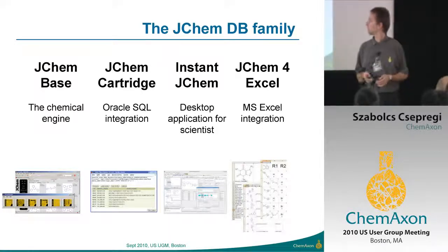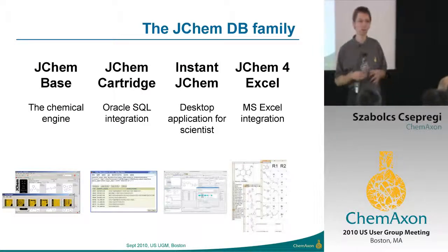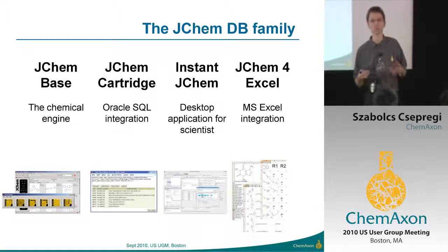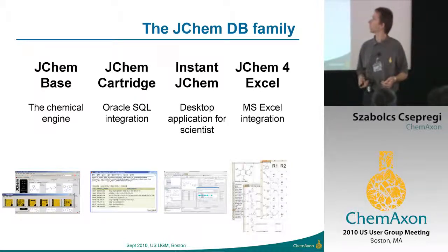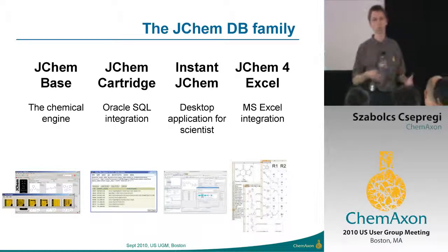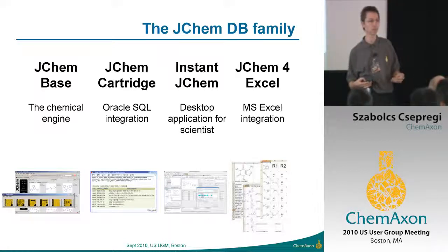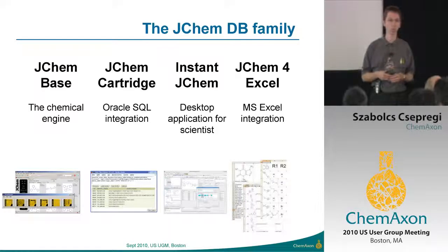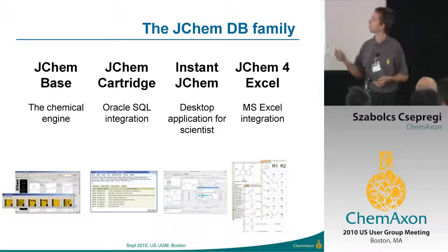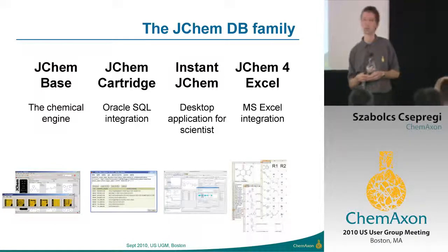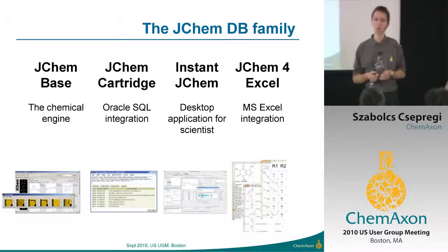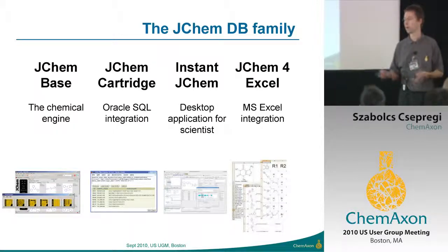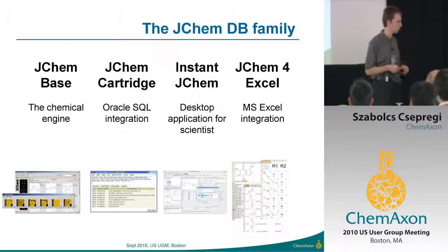Now, Instant JChem is a desktop tool with a nice user interface. It provides forms and spreadsheet views and so on. It can be used on both local databases in the embedded Derby database, and also it can connect to remote databases, for example, JChem Base or JChem Cartridge databases. JChem for Excel is the youngest member of the family. It integrates into Excel.